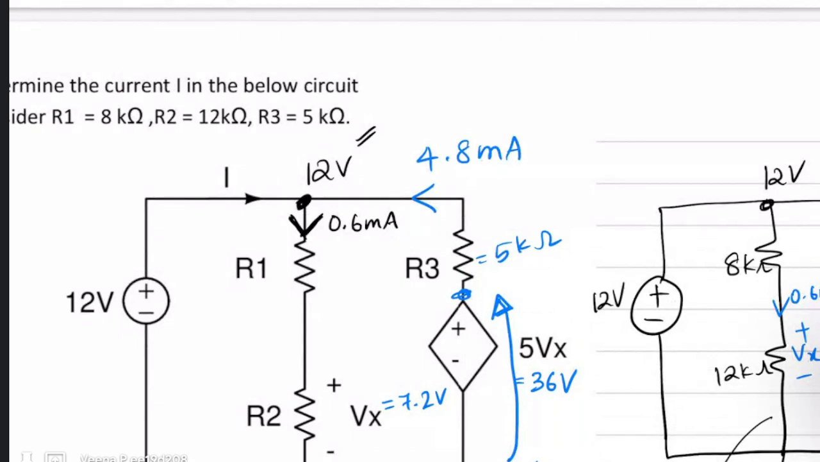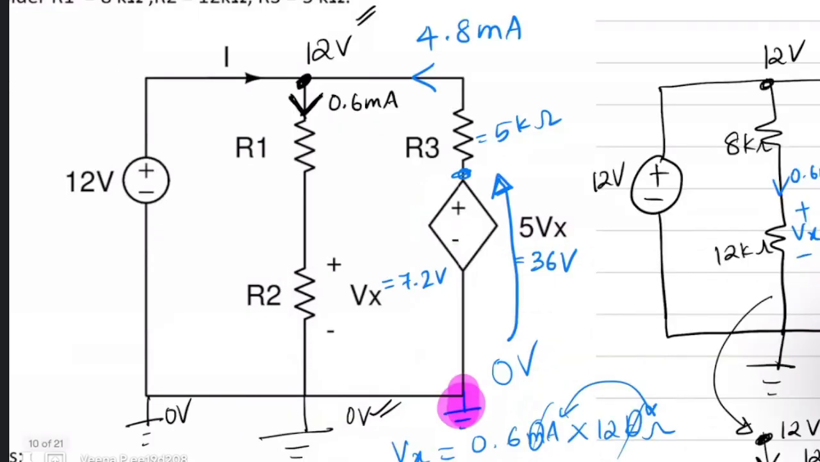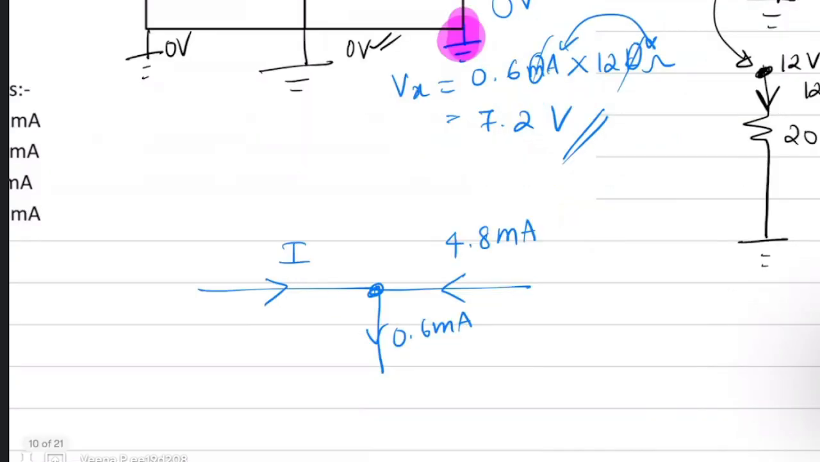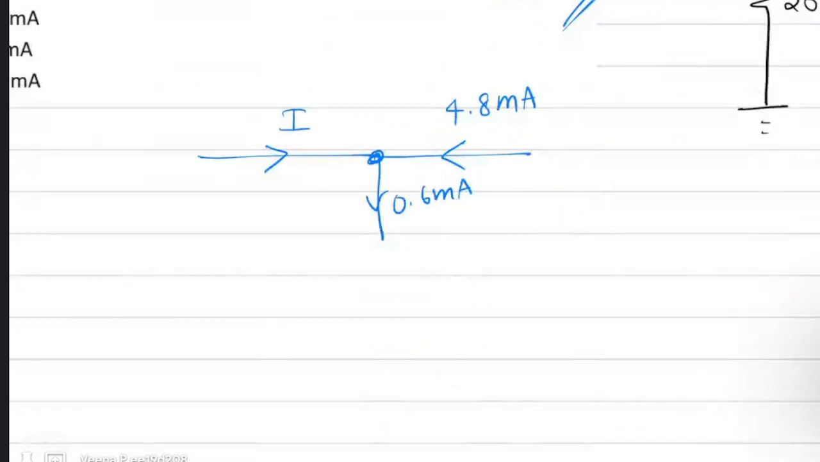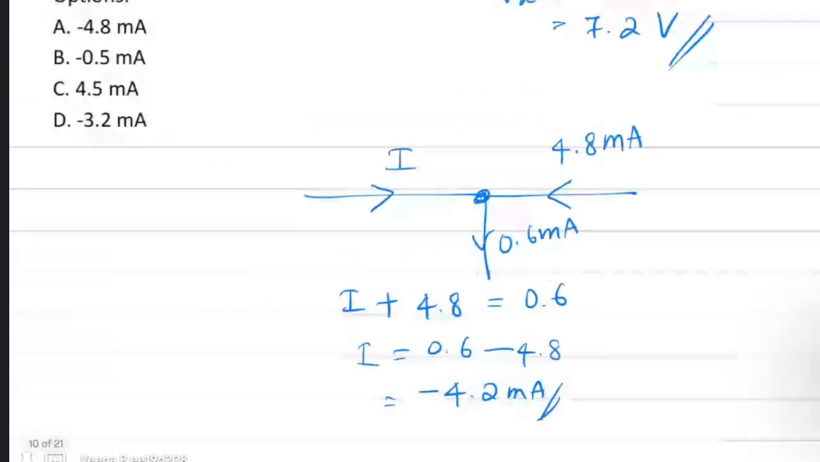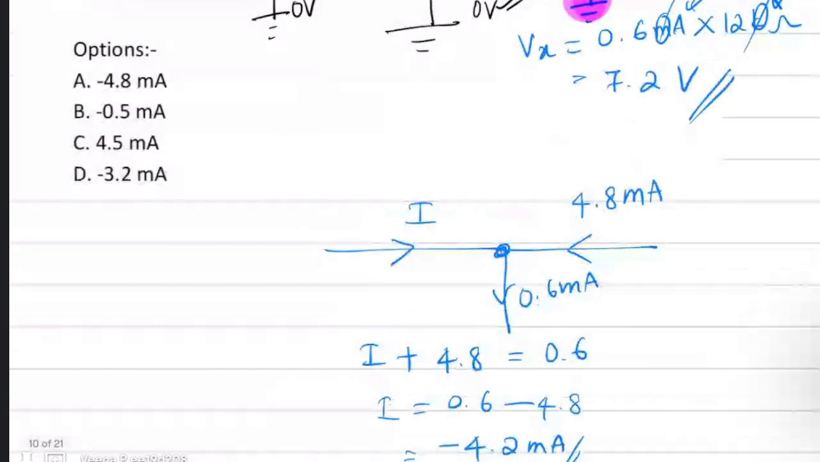Now you can apply Kirchhoff's current law at this node. So you have a node, current I is like this, 0.6 milliampere is like this, and here it is 4.8 milliampere. If you apply KCL, incoming currents equal outgoing currents. Now incoming currents are I plus 4.8 and the outgoing current is 0.6, which makes your I as 0.6 minus 4.8, or it is minus 4.2 milliampere, which is not there in the options. So there is a mistake in the options. The answer is minus 4.2 milliampere.